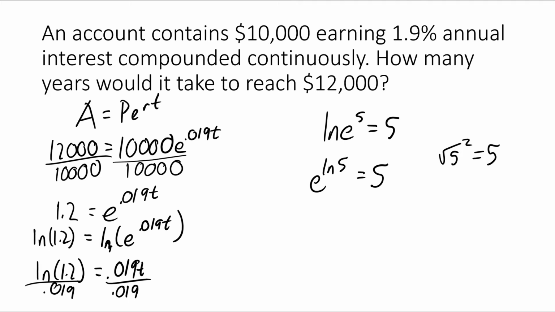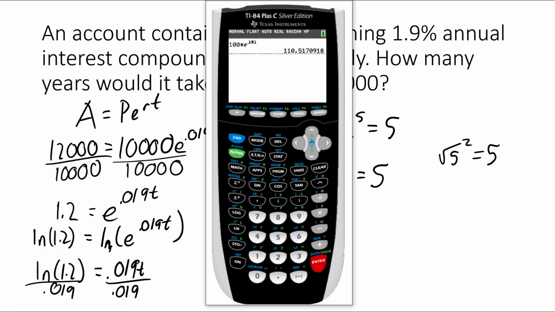If we get our calculator and do the natural log of 1.2, again, we don't want to round anything. This is where you would put your fraction in if it didn't reduce to a nice pretty decimal like this one. So natural log of 1.2 divided by 0.019. Notice we've not rounded anything. What we end up with is 9.595 or 9.596.